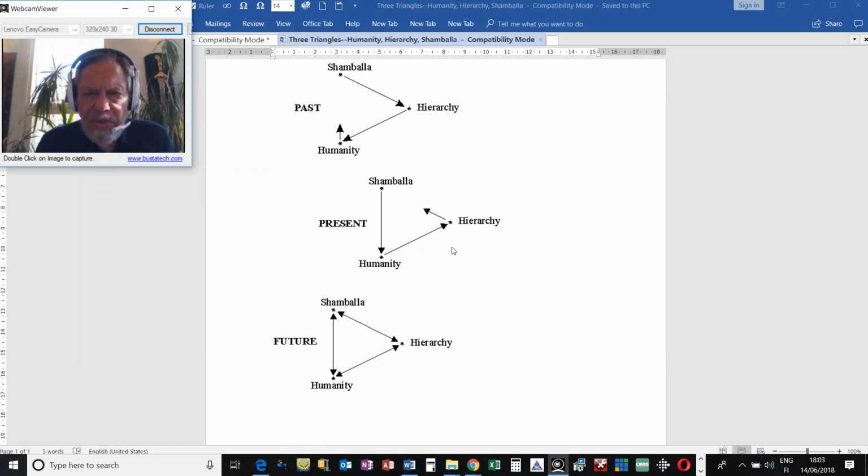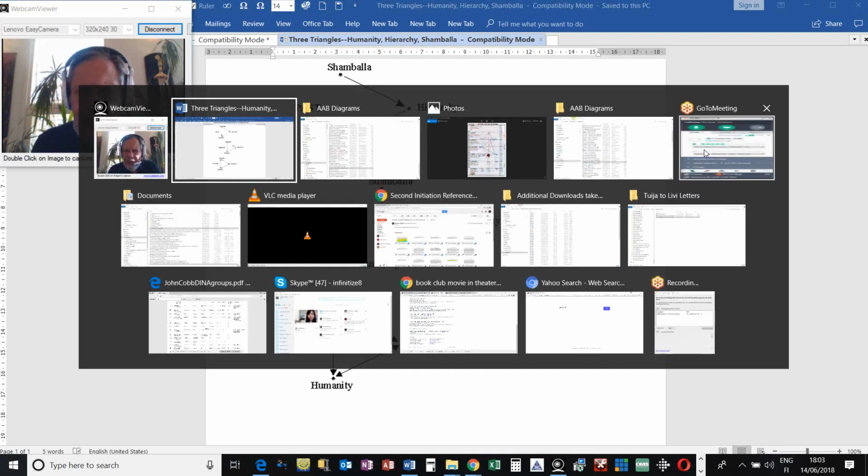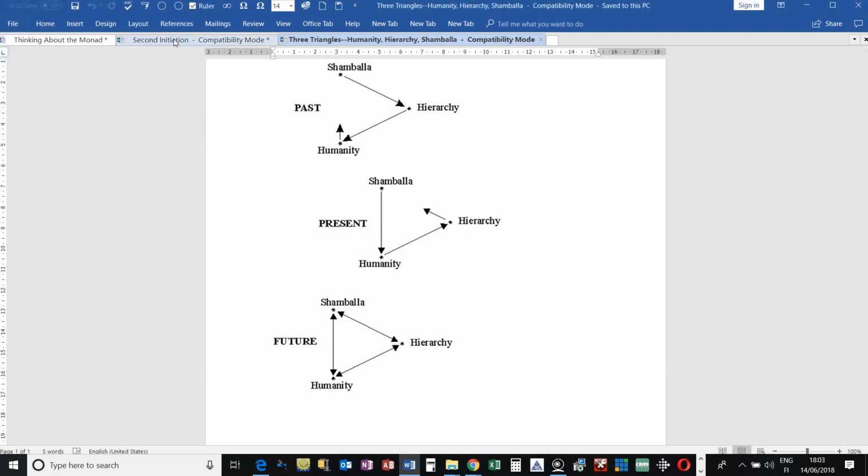Hierarchy is reaching towards Shambhala, and probably there are those within the human family, maybe not so many, who are also reaching towards the divine will, and that arrow is not so much demonstrated here. It could be, you see. But this gives us the general idea. So, okay, that's that first paragraph.